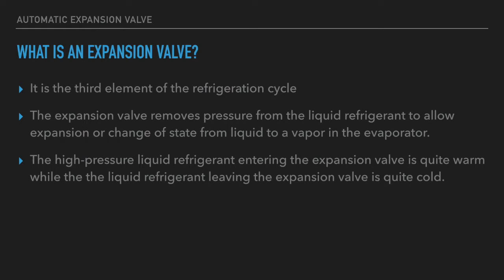The expansion valve is the third element of the refrigeration cycle. It removes pressure from the liquid refrigerant to allow the expansion or change of state from a liquid to a vapor in the evaporator. The high pressure liquid refrigerant entering the expansion valve is quite warm, while the liquid refrigerant leaving the expansion valve is quite cold.